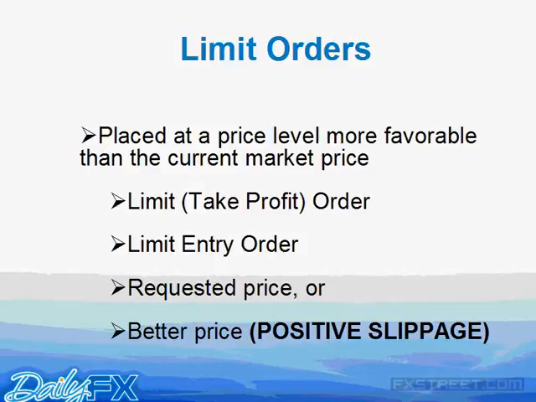Limit orders, this is an order that gets placed at the current price level or at a price level that is more favorable than the current price. It's also known as the take profit order. It could be a limit entry order. So if I want to go long the market, but I want to go long at a more favorable price, that means that I want to go long at a lower price. So it could be a limit entry order. It could be a limit take profit order.